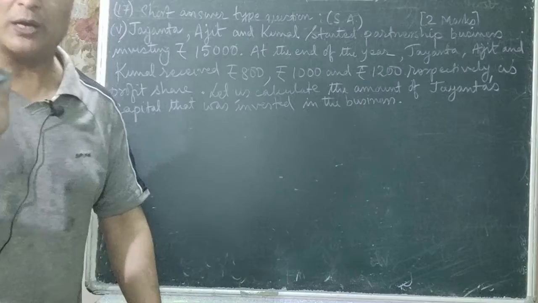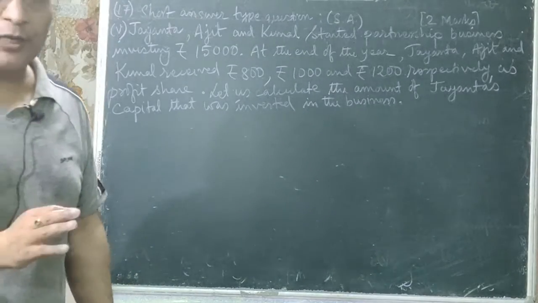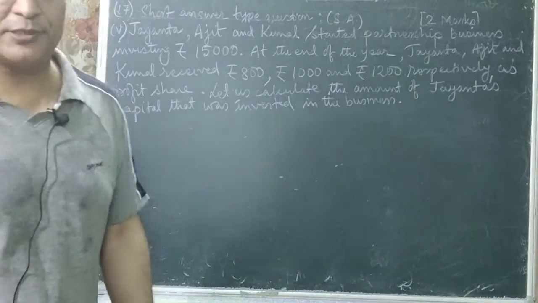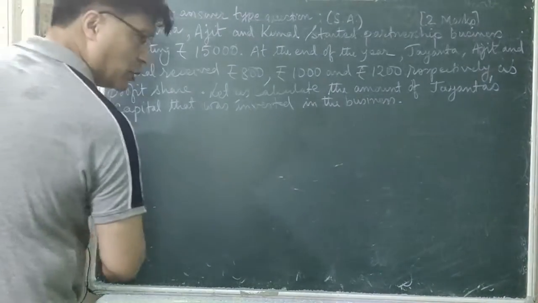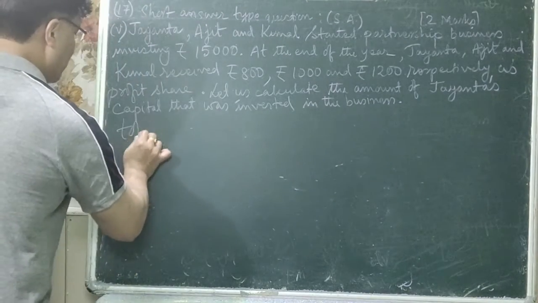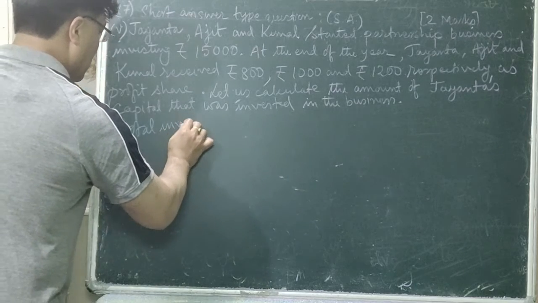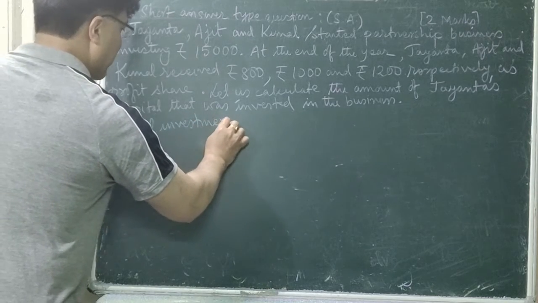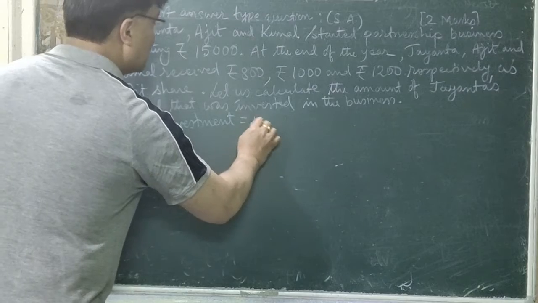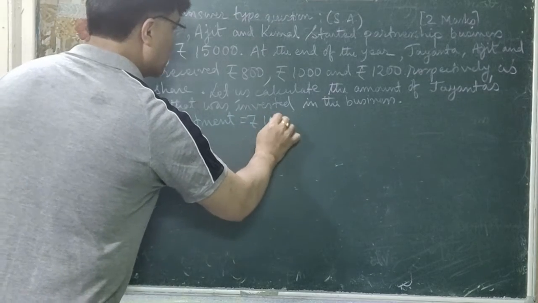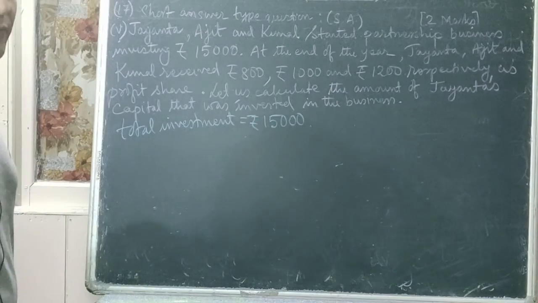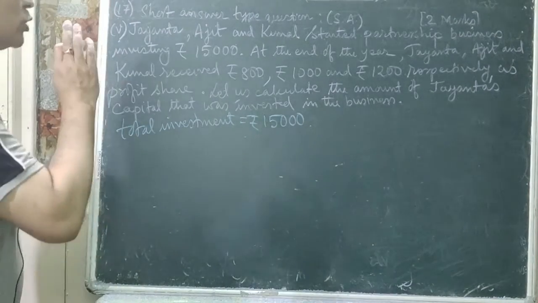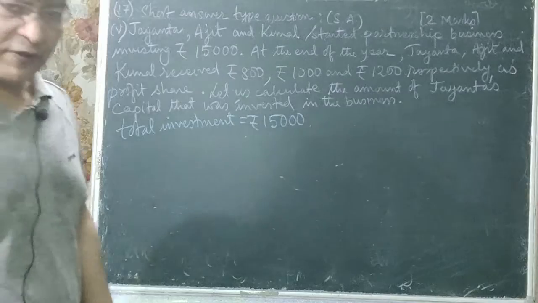So what was the capital of Jayanta in that business? Is that clear now? So now let us do the solution. Total investment is equal to rupees 15,000. So let us find out the ratio of profit.